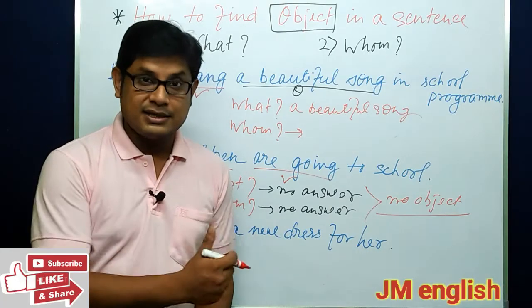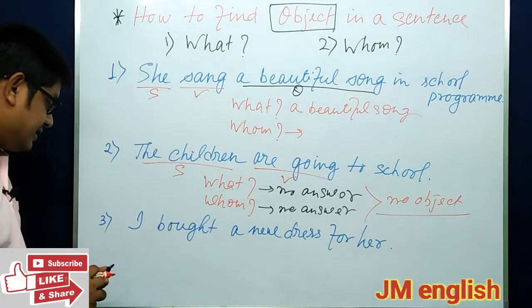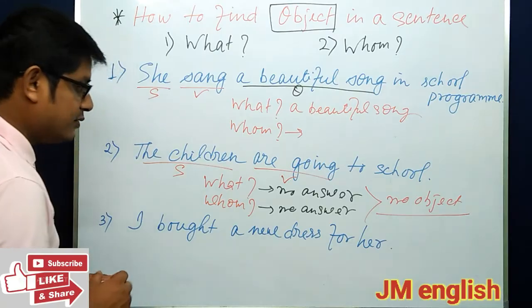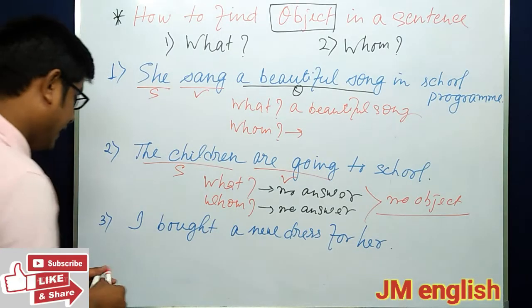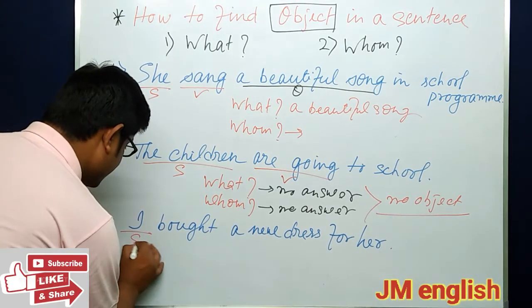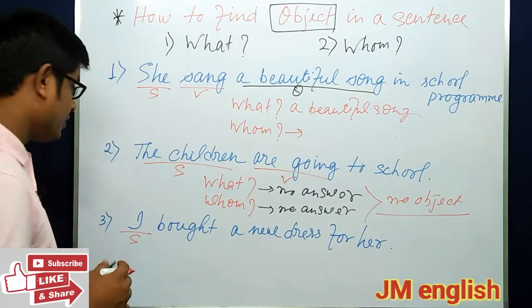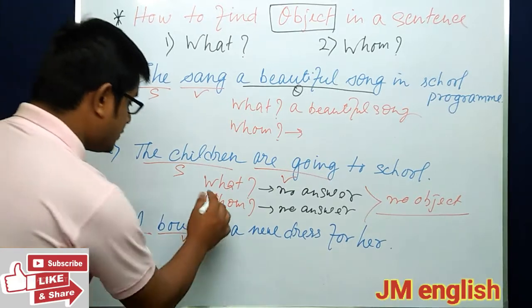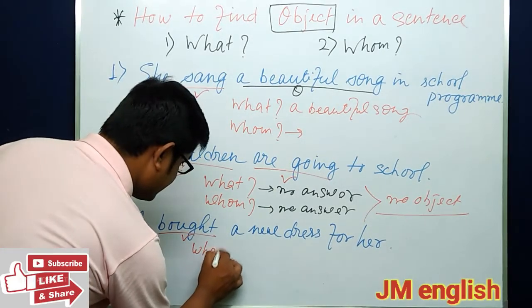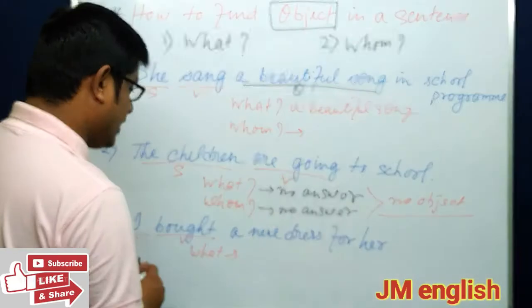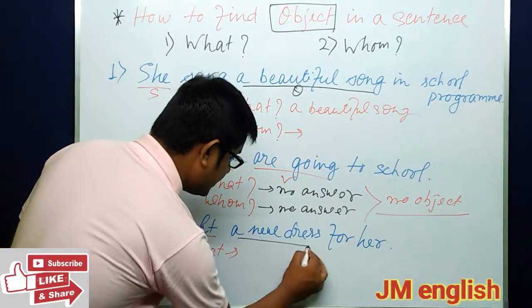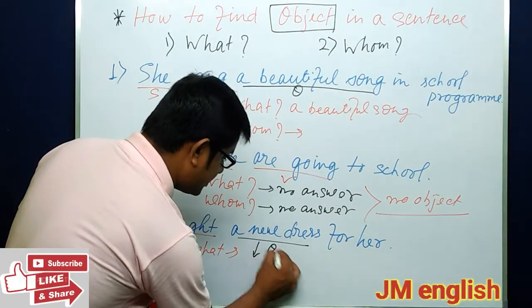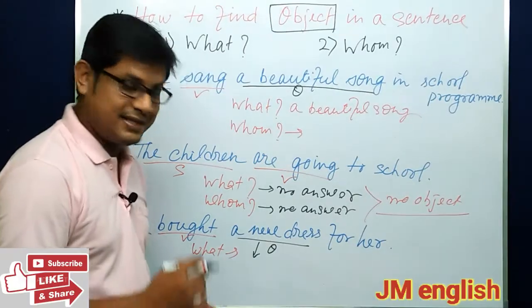Okay, so there are a lot of sentences, a lot of verbs used without any object in that sentence. So let's see the third sentence. See, in the third sentence, I bought a new dress for her. Again, I is a subject. It is a subjective pronoun. Bought, which is a verb, and the question is what? What did I buy? I bought a new dress. So this is an object, isn't it?